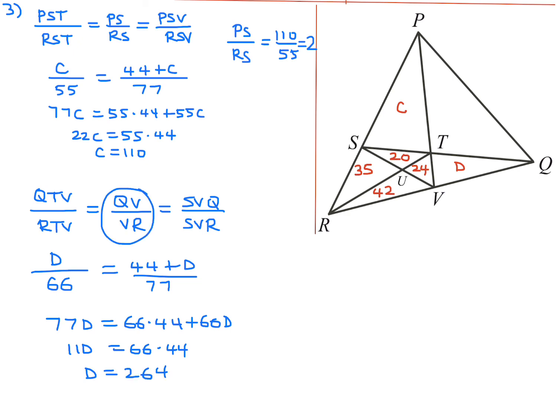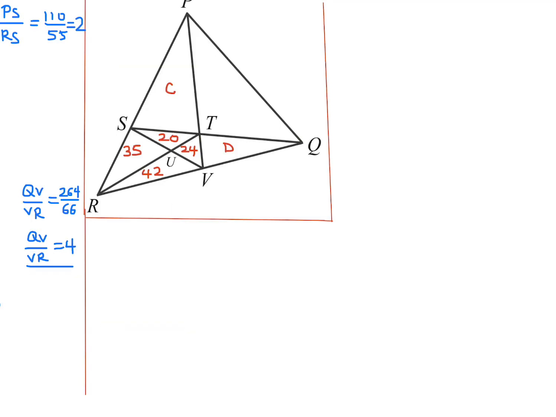And very similarly, I'd like to know what is the value of that, QV over VR. Well, I can use either one of these. D over 66, 264 over 66, and that is equal to 4 for QV over VR. Okay, all right, so that is going to help. Now we are into the fourth of 5 steps in this challenging question.